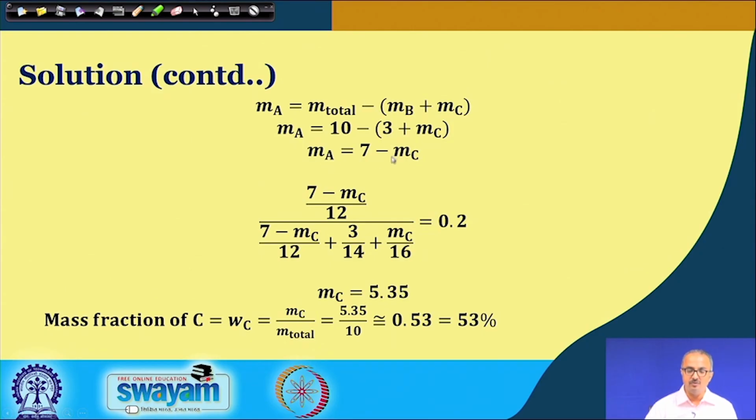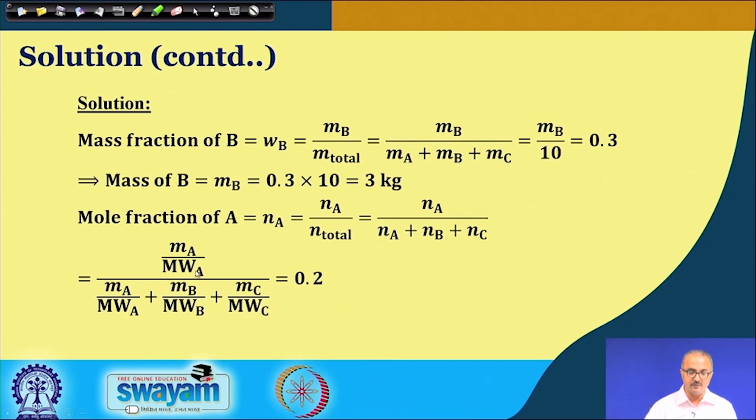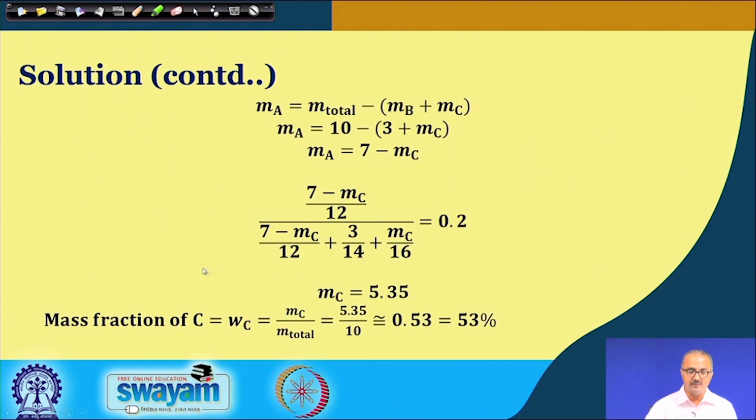So, we put this value in this particular equation. When we put it there, the whole equation is now converted in terms of C. Now, we can solve this equation to get the value of C as 5.35 kg. Okay? And from this we can also find out the mass fraction of the particular component C.